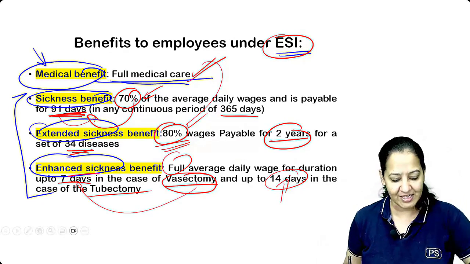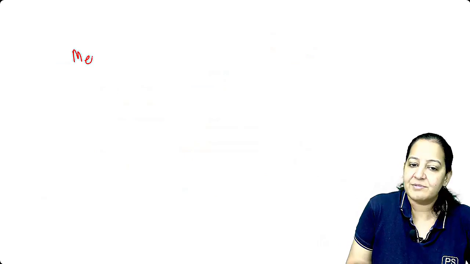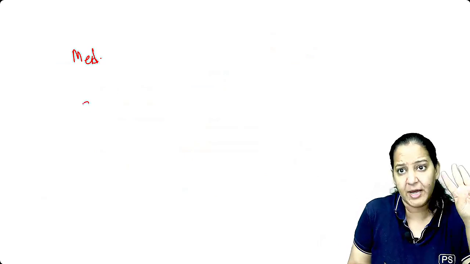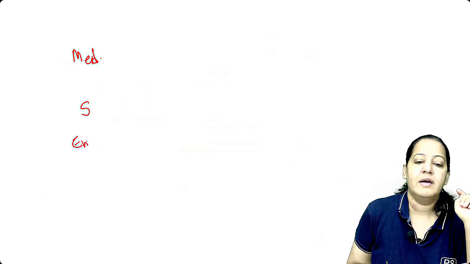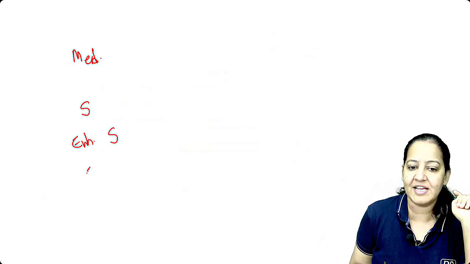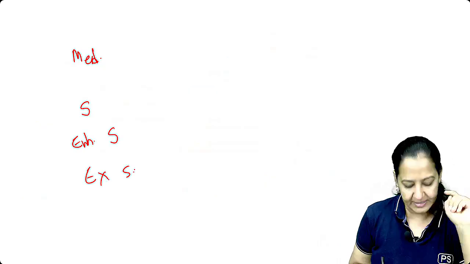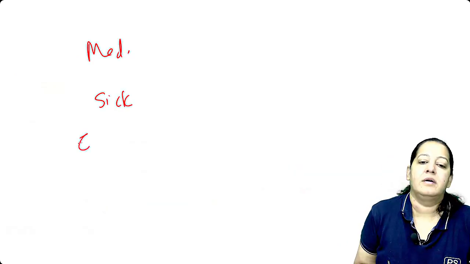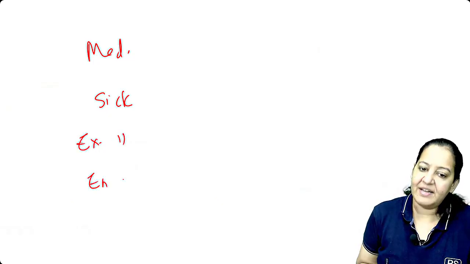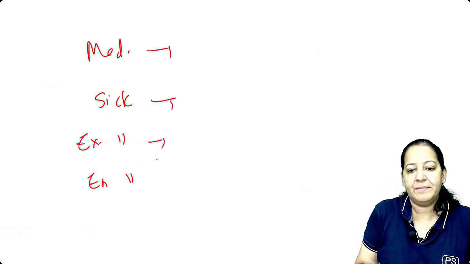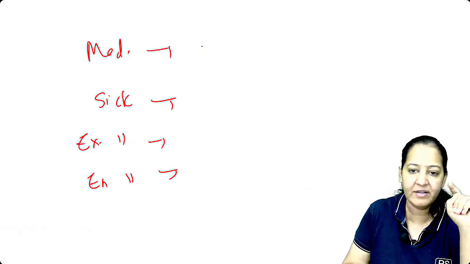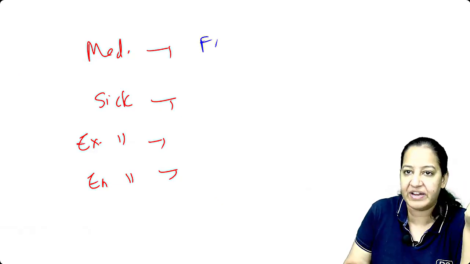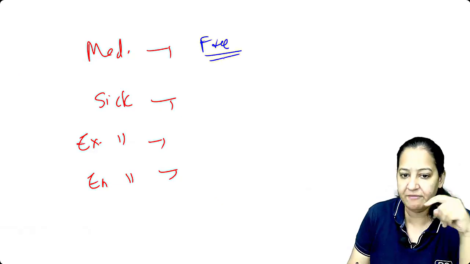So tell me 3 sickness benefits. First, medical benefit. And 3 types of sickness benefit: sickness benefit, extended sickness benefit and enhanced sickness benefit. First is extended, then enhanced. So medical benefit, sickness benefit, extended sickness, enhanced sickness. Can you please tell me? Medical benefit, they will get everything free. Free medical care. The treatment will be free.